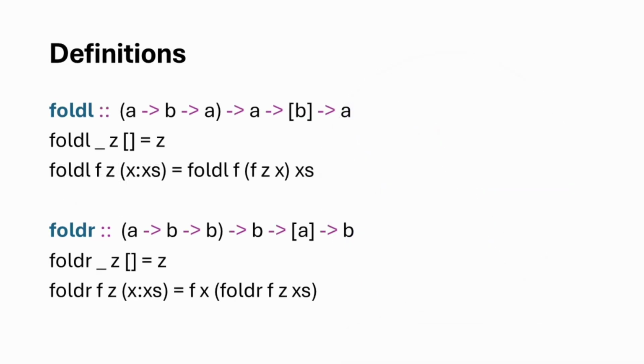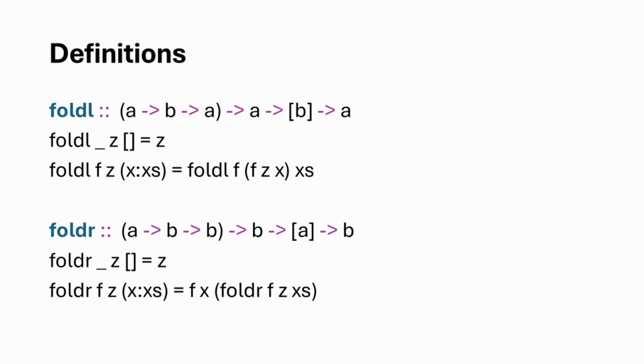These are the definitions of the two functions. We start by looking at foldl, which stands for fold left. This function takes a function as its first argument. This function expects two arguments, one of type A and one of type B, and it returns something of type A. Next to this function, it also takes an argument of type A and a list of type B. After this, the function returns something of type B.